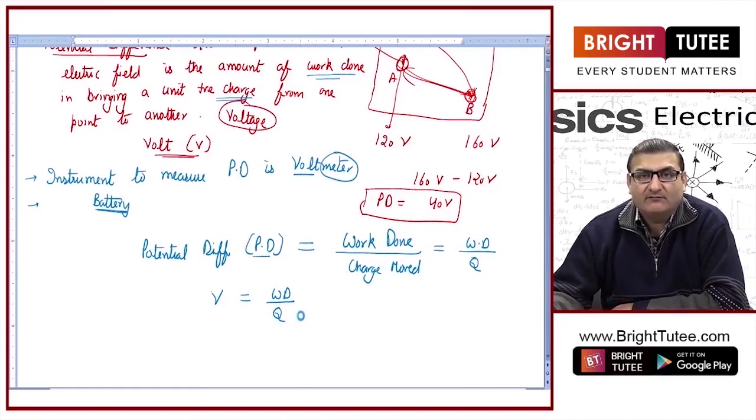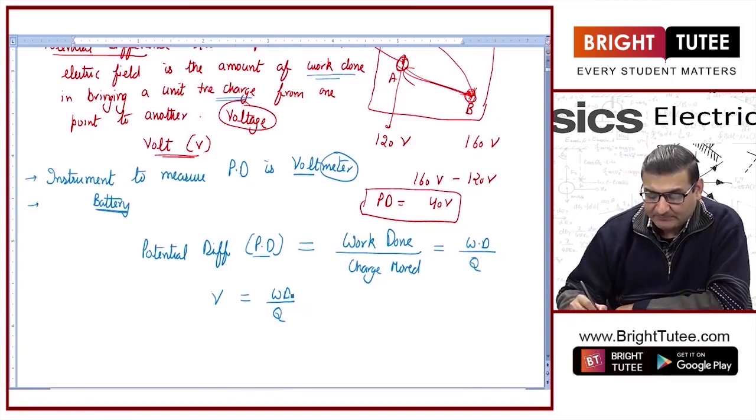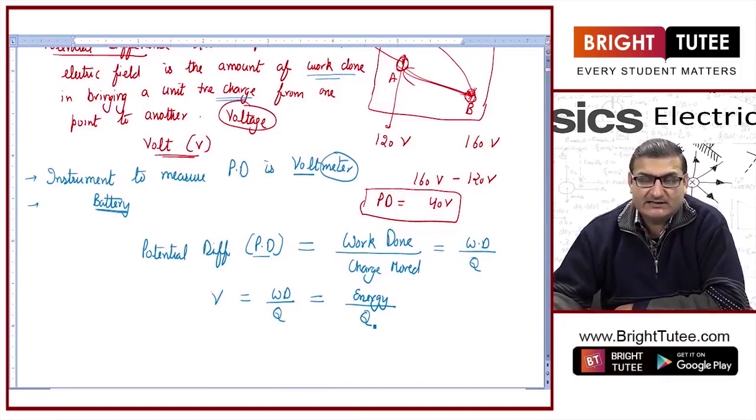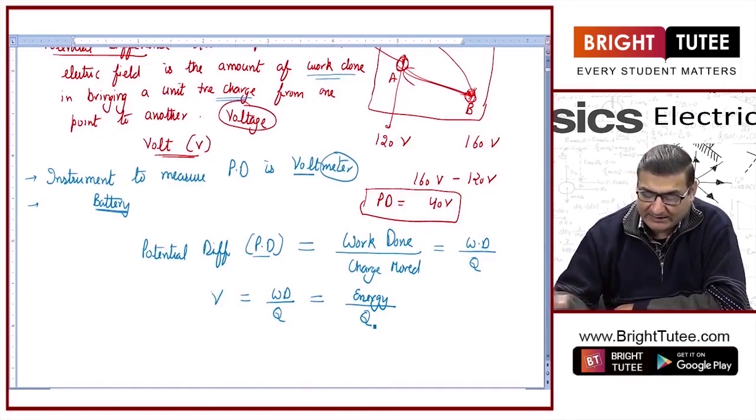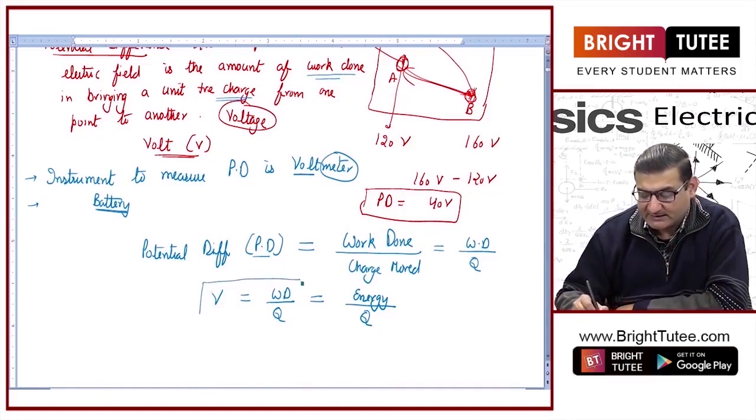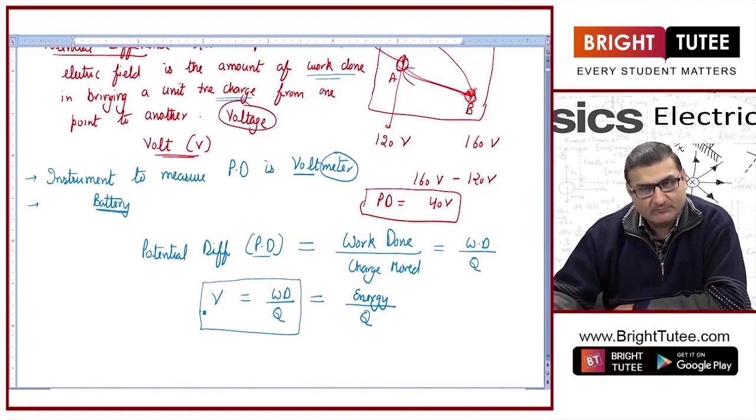In earlier classes we have studied that work done is also equal to energy. That was something that we obtained from Joule's experiment in 9th class. So because work done is also equal to energy, I can also write potential difference is equal to energy upon charge moved. This energy can be kinetic energy or potential energy. It is not important which energy is given. Energy is equivalent to work done. Fine. The actual formula is potential difference is equal to work done upon charge moved.